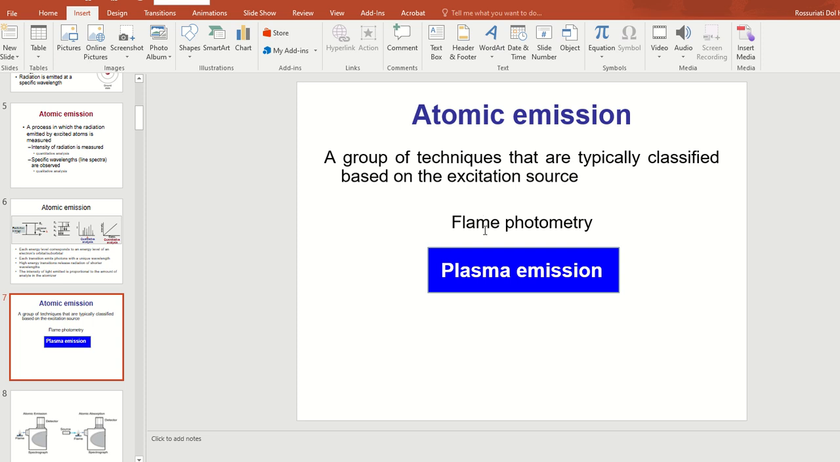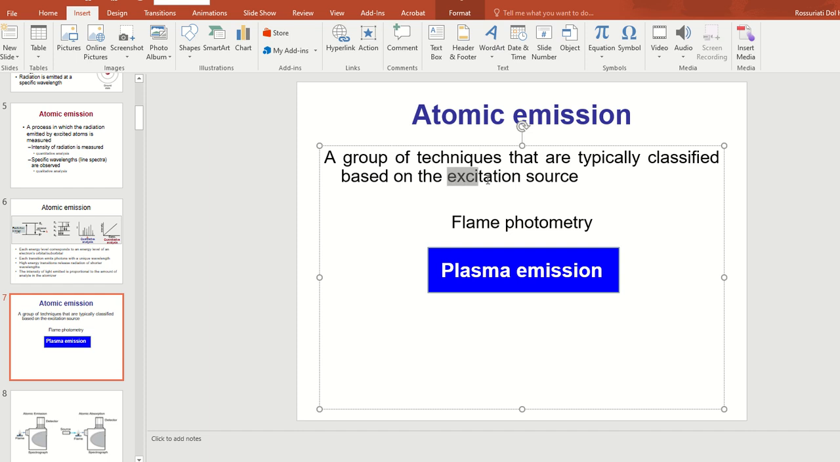We classify or categorize them based on the excitation source used. For example, in flame AES, flame is the one that is responsible as the excitation source. In plasma AES, plasma is the one that plays a role as the excitation source.